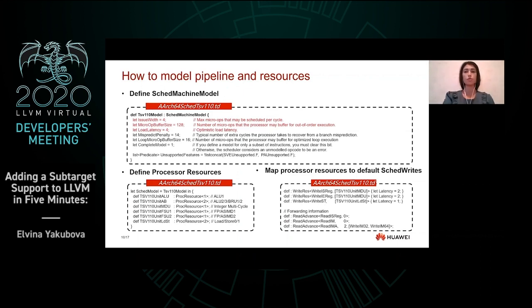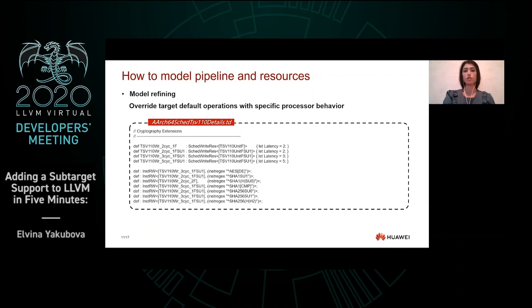If you want to add more details in your model, you need to do instruction refining, which means overriding operations with more interesting processor features. In this case, you have to define a new SchedWrite and attach it to the processor units and latency. And finally, associate a list of opcodes to the SchedWrite which you defined on the subtarget level with the help of InstRW. To conclude, that's all. Now you can build and check if everything is working fine.